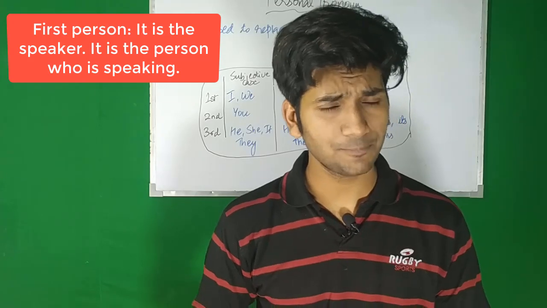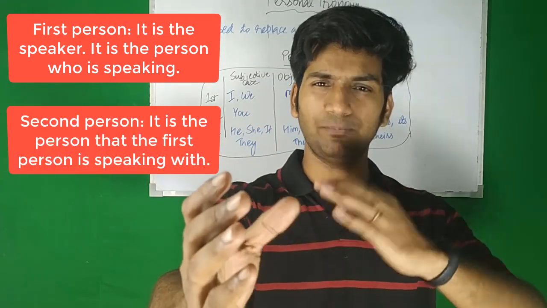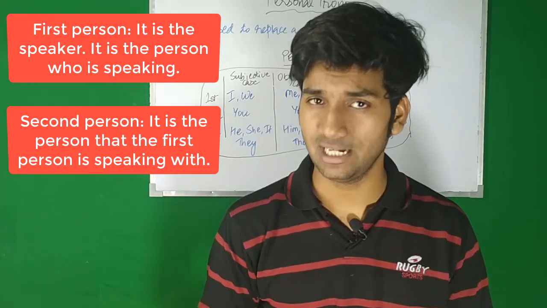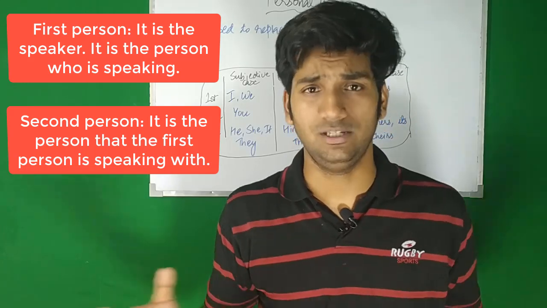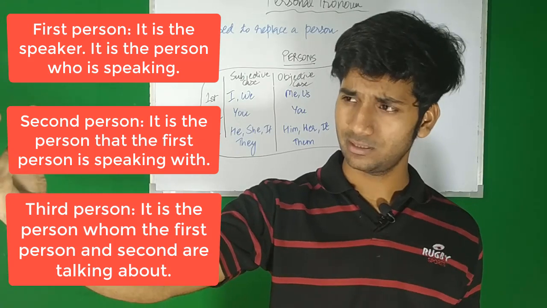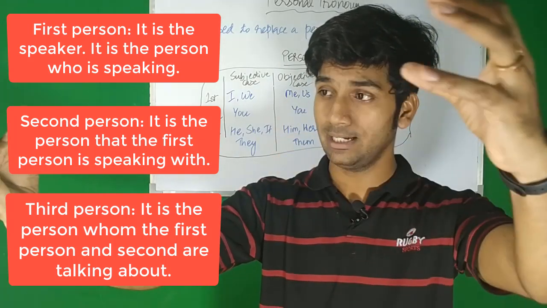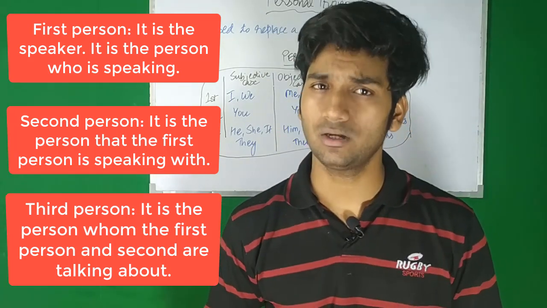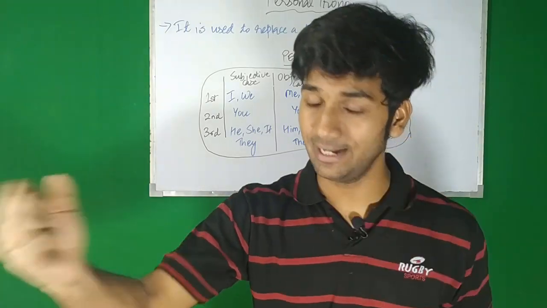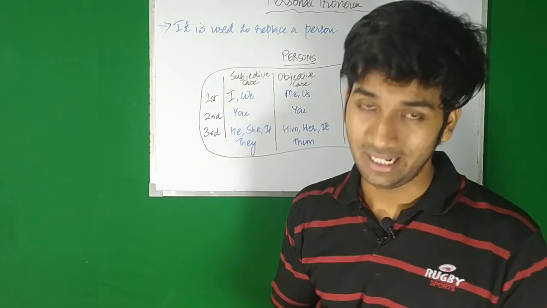Then what is the second person? Second person is the person that the first person is speaking with. Right now, I am speaking with you. So you become the second person. Correct? Now, then what is the third person? Third person is a person whom the first person and second person are talking about. So let's suppose we're talking about Rahul Gandhi. He becomes the third person. Okay, got it?